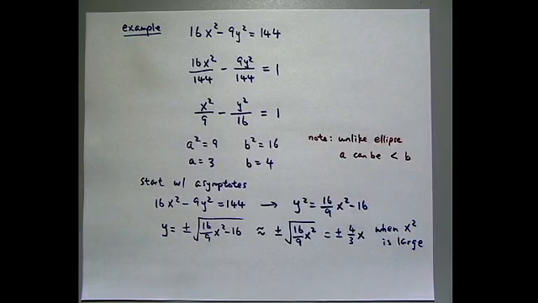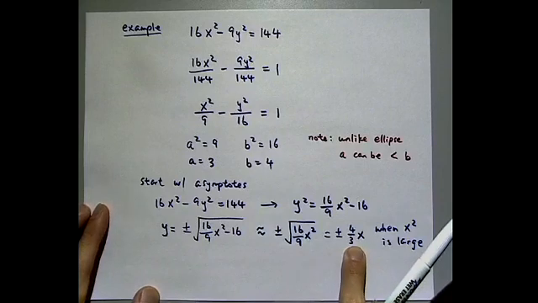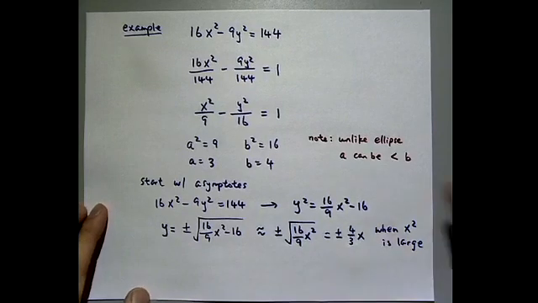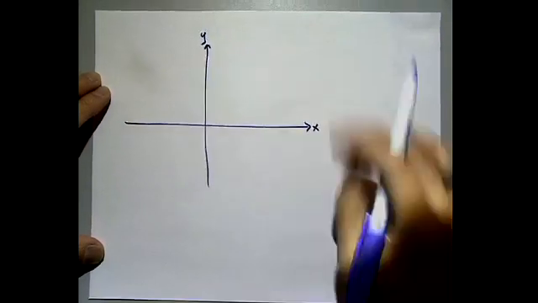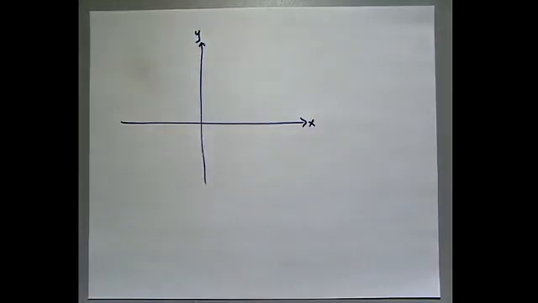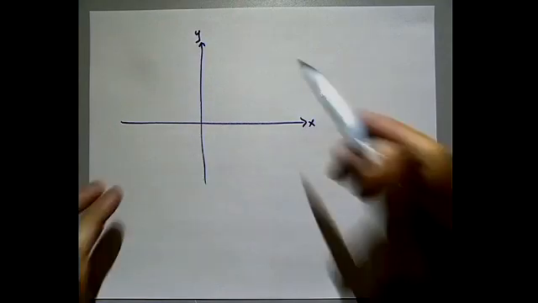And notice when x becomes a very large positive or very large negative number, in other words when x squared becomes very large, this minus 16 makes no difference in the end. So when this happens, y is more or less like plus or minus 4 over 3 x. And when you sketch that, these are the asymptotes that envelope the two branches.